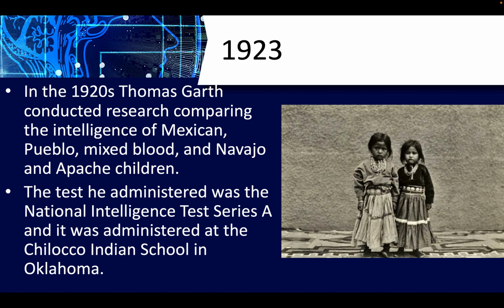In the 1920s, Thomas Garth conducted research comparing the intelligence of Mexican, Pueblo, mixed blood, Navajo and Apache children. So he was looking at 5 different groups. The test he administered was the National Intelligence Test Series A, and it was administered at the Chilocco Indian School in Oklahoma for the Pueblo, mixed blood, Navajo, and Apache children. The Mexican children he found around the Southwest in Texas, New Mexico, and Arizona, and he tested them wherever he could find them.